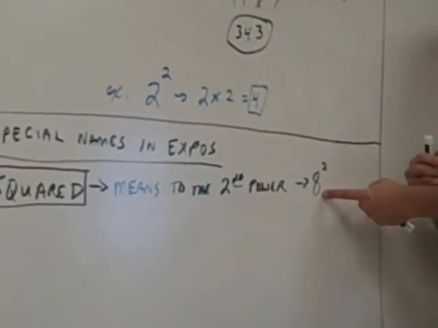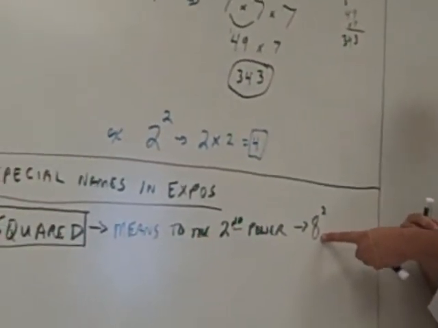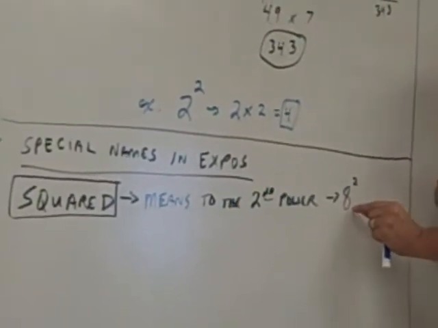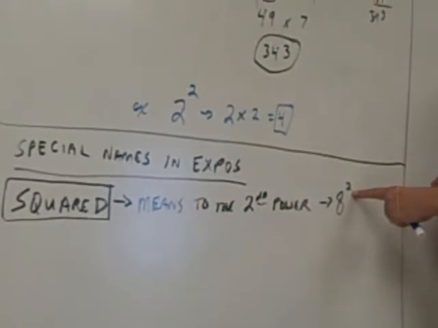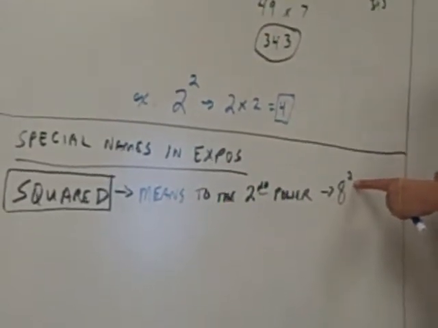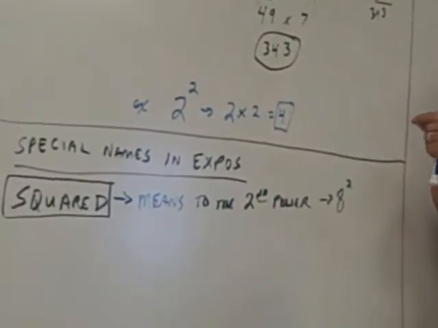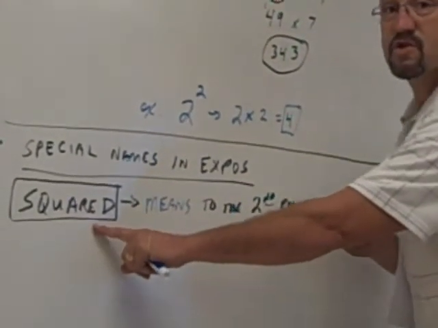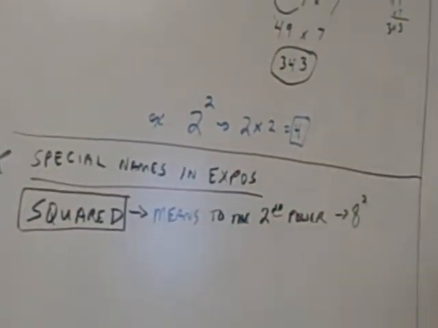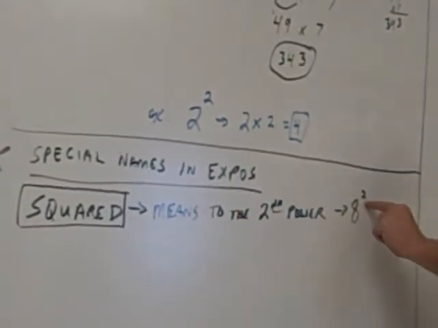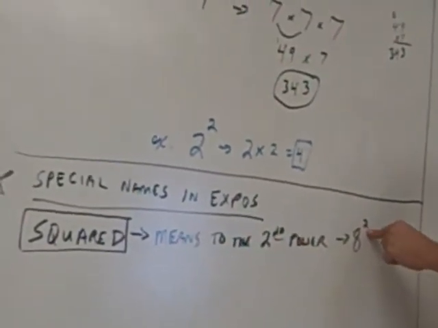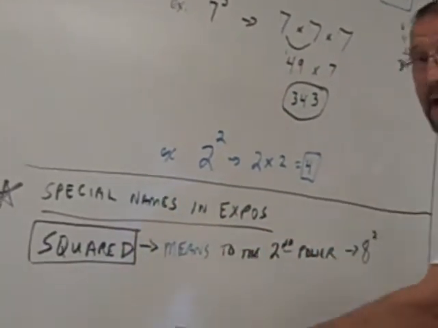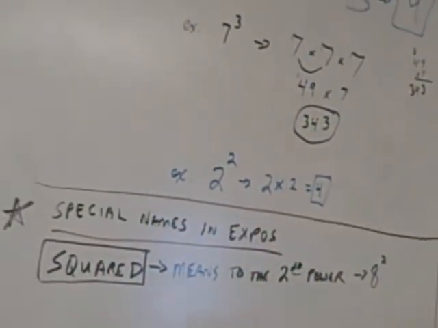This could be called 8 to the exponent of 2. This could be called 8 to the power of 2. Now you learned it could also be called 8 squared. Just another name for second power. Is everybody with me now? 8 squared. It's just a whole nother name. Still means the same thing.